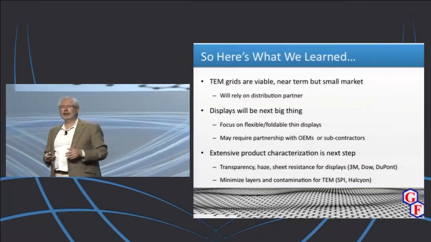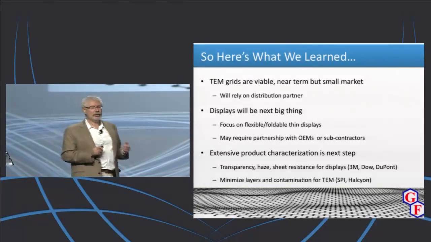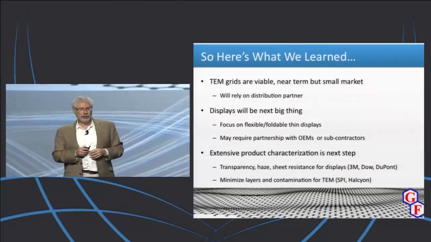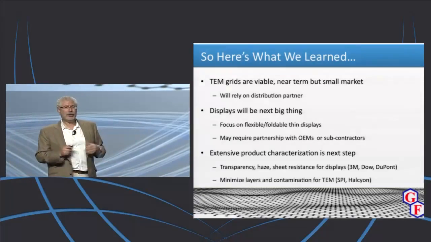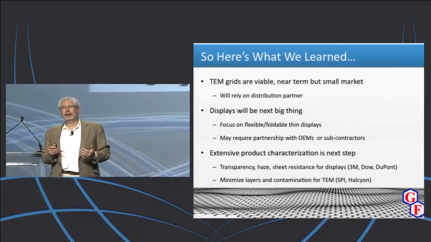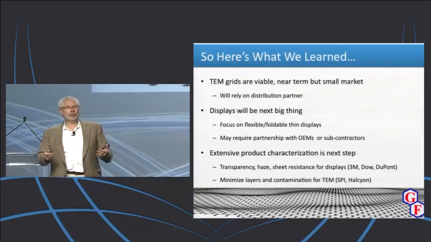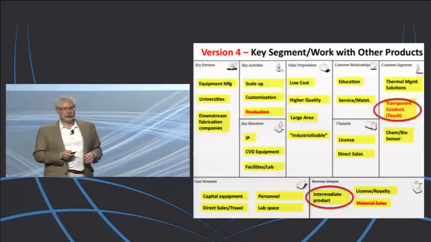And they found out that the transparent screens are viable. The TEM grids are viable, but they're near-term, small market. But displays will be the next big thing. And so what they really needed to do is figure out a business strategy that got them from the transmission electron microscope grids into the screen business.